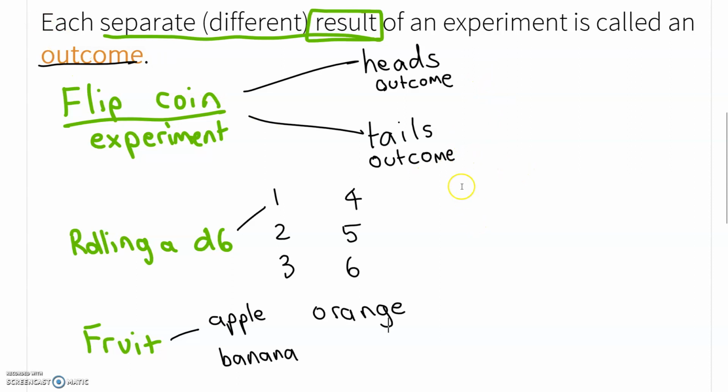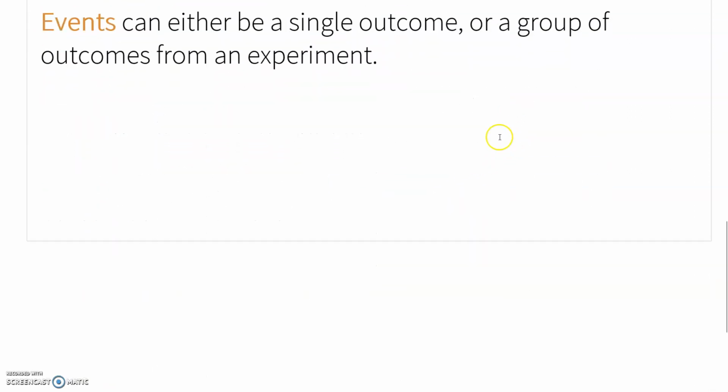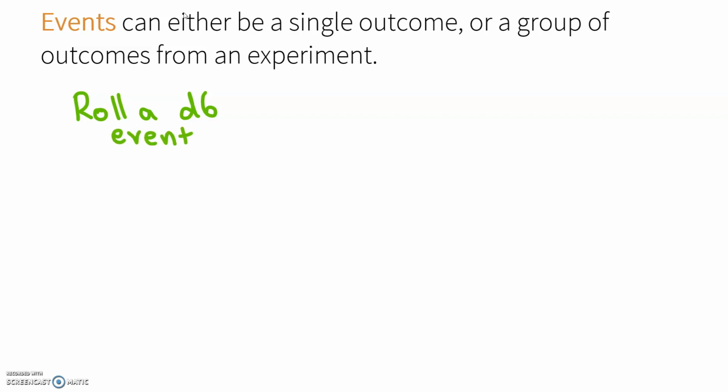The last word is probably the trickiest one. This is an event. Okay, so each event can either be a single outcome or a group of outcomes. So an event can be a bunch of different outcomes combined under one category. So say we had our roll a die. So we roll a d6, six-sided die. This would be an experiment, but this can also be an event. Okay, so this could be an event. Another event that could be similar is rolling an even number on a d6.